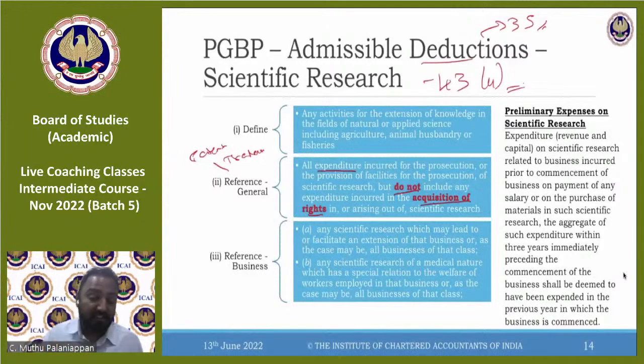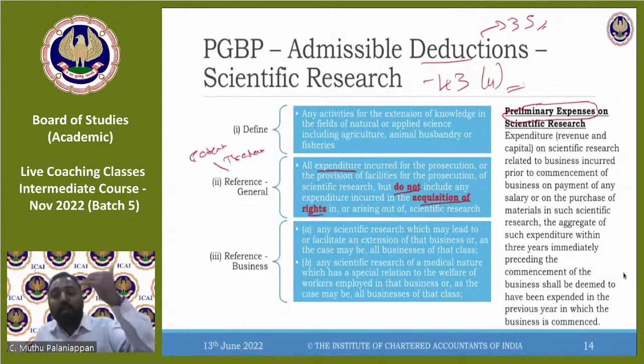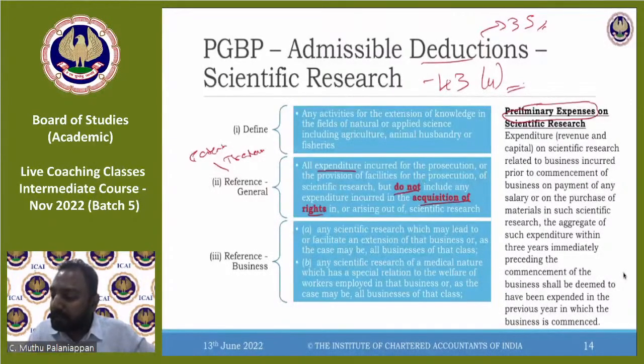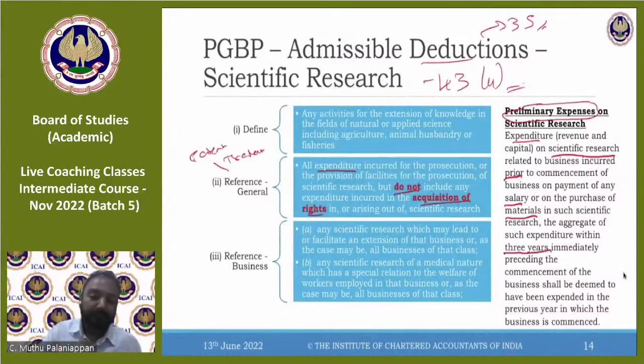When you say scientific research expenditure, it also includes preliminary expenses. So what do you mean by preliminary expenses? Before commencement. If there is any expenditure, revenue or capital, on scientific research related to business, incurred prior to commencement of business on payment of salary or purchase of materials, the aggregate of such expenditure within 3 years immediately preceding the previous year of commencement of business shall be deemed to be scientific research expenditure in the year of commencement. So 3 years.